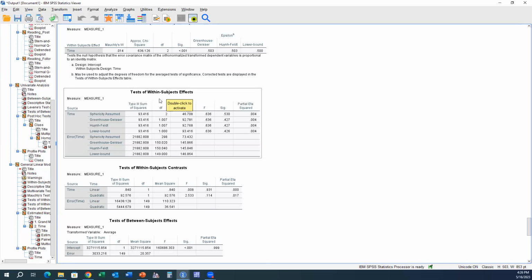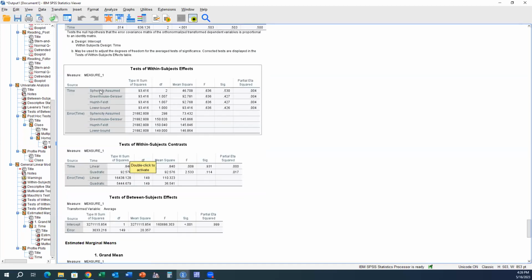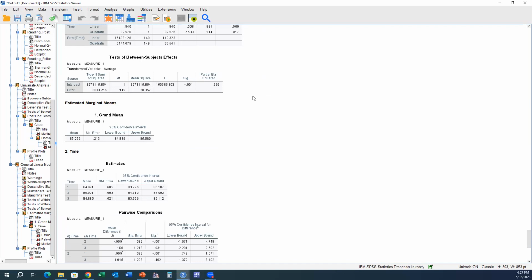We have a difference over time in math. You'll have to do some digging into assumptions for repeated measures ANOVA because there are a few additional ones. But let's assume we're meeting the assumption of sphericity. So we would interpret this row right here, go all the way across, and we report this p-value. This p-value here, 0.530, tells us, do we have a significant difference in math over time between pre, post, and follow-up? This value is not significant.